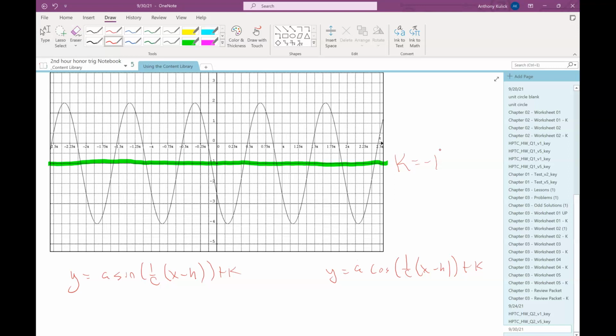The next thing I'm going to do is figure out the amplitude. That's just going to be the distance from there to there. What's that going to be? 3. Everybody's good with that? Just counting, right? Going from 2 to -1 was 3 units. Everybody's happy with that?